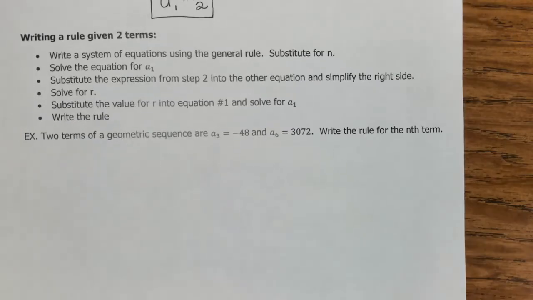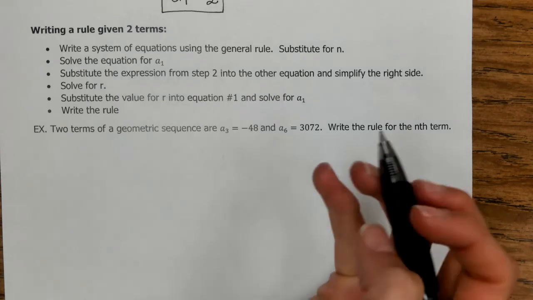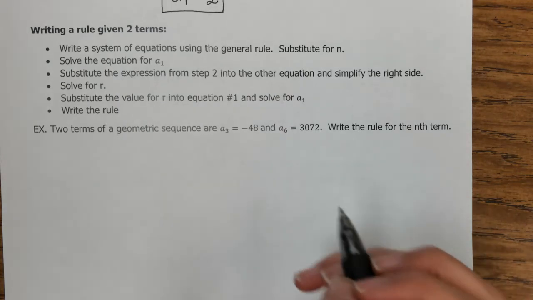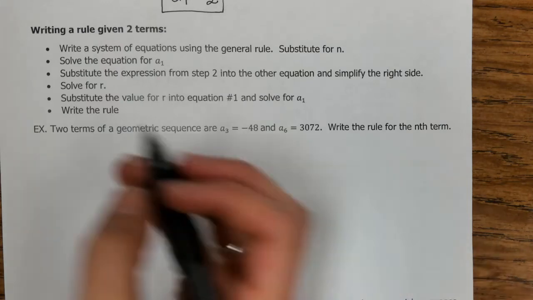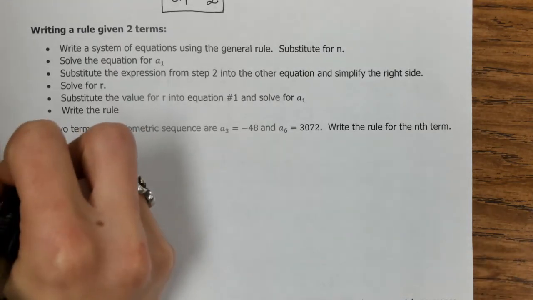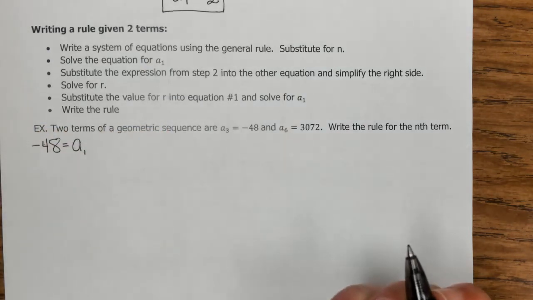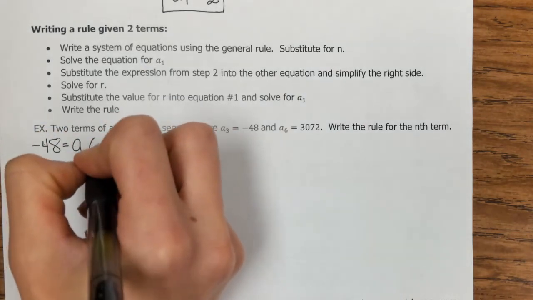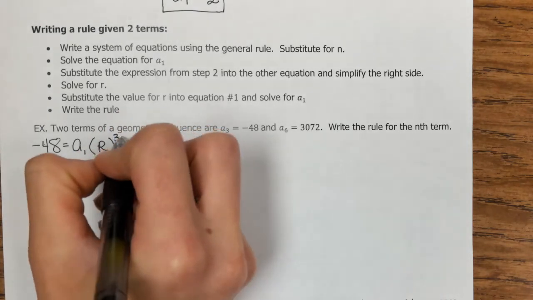Now, what if I give you 2 non-consecutive terms from the sequence? Okay. Last class, we had to write a system. You're doing that also. Alright, so A3 is equal to negative 48, and A6 is equal to 3072. So negative 48 is equal to A1. I do not know my R, but I do know my N is 3 minus 1.